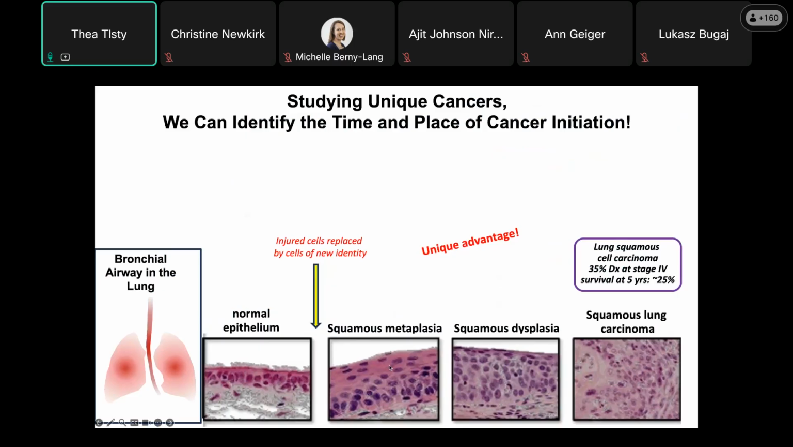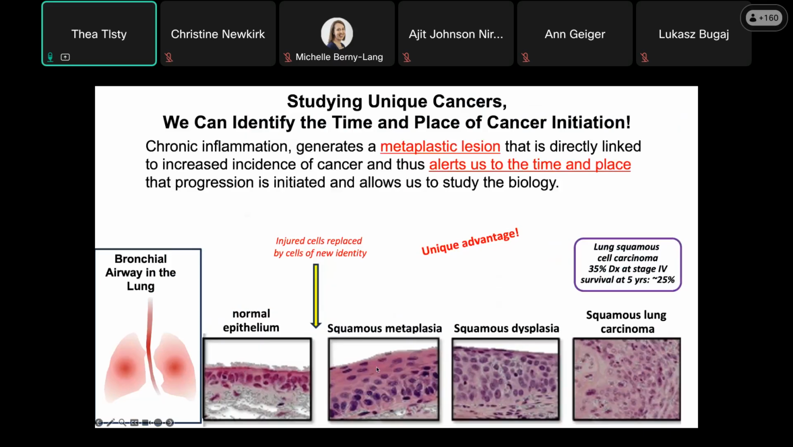They come from squamous metaplasia, which tells you that chronic inflammation, this injury, generates this metaplastic lesion directly linked to the increased cancer type. And it thus alerts us to the time and the place that the progression is initiated and then goes forward. It allows us to study the earliest biology. And these lesions can be detected by endoscopy, and they can be collected by biopsy. And there's enough time between the appearance of the metaplasia and the development of the squamous lung cancer that you can actually think about providing some prevention and or intervention in here. So it's a very unique advantage.